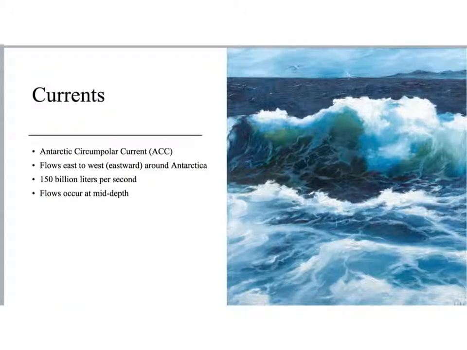The main current that affects the Southern Ocean Basin is the Antarctic Circumpolar Current, otherwise known as the ACC. It is very powerful and it flows eastward, which means west to east around Antarctica, at about 150 billion liters per second, which is really, really strong and fast. And those flows occur at mid-depth.